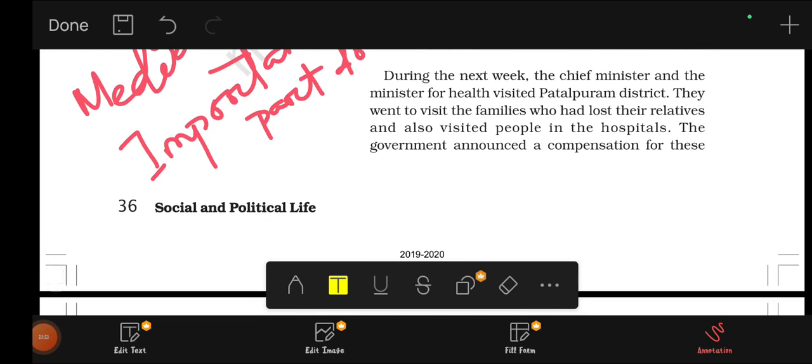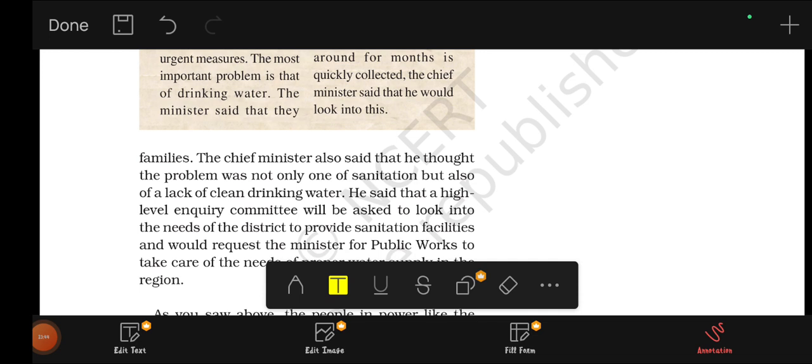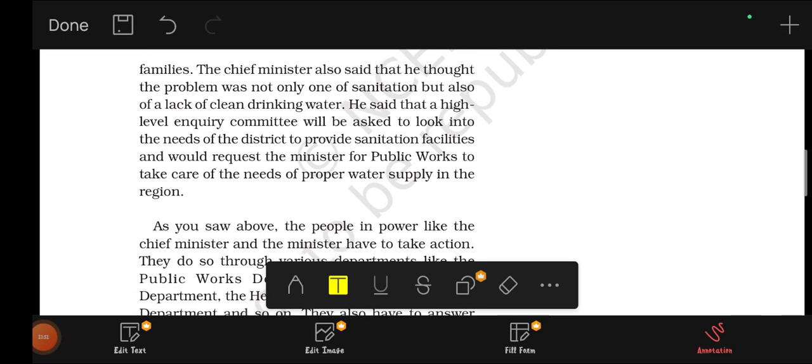During the next week, the Chief Minister and the Minister for Health visited Patalpuram. They went to visit the families who lost their relatives and also visited people in the hospital. The government announced a compensation for these families. The Chief Minister also said that he thought the problem was not only one of sanitation but also the lack of clean drinking water.